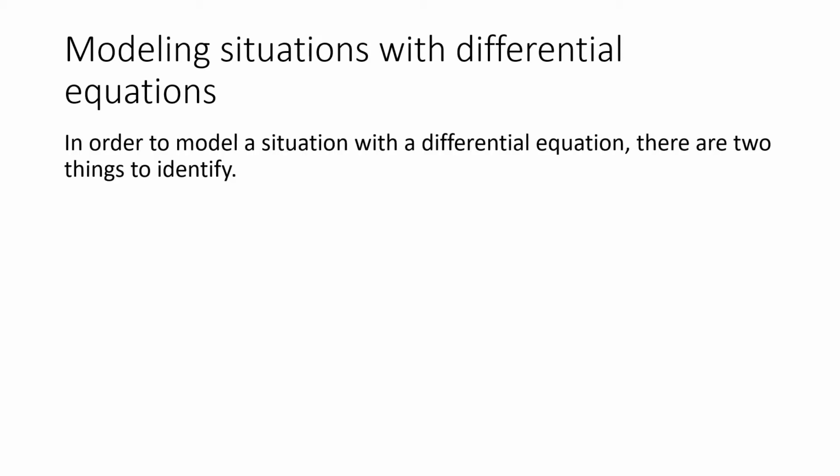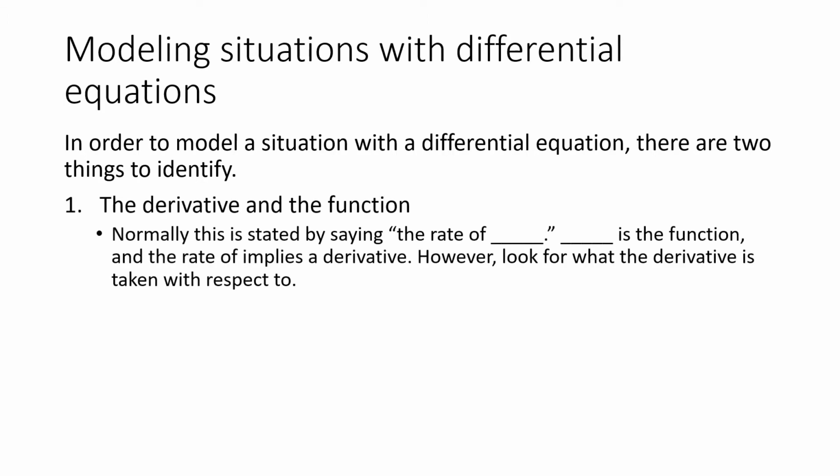Now, how do we model situations with differential equations? In order to model a situation with a differential equation, there are two key things to identify first: the derivative and the function. This is stated in word problems by saying the rate of blank increases or decreases by, where blank is usually the function. An example is the rate that the population of rabbits increases by. The population of the rabbits is the function we're looking at and trying to solve for, and the rate of implies a derivative. In this case, it's a time derivative. However, look for what the derivative is taken with respect to, but most likely it's going to be time.